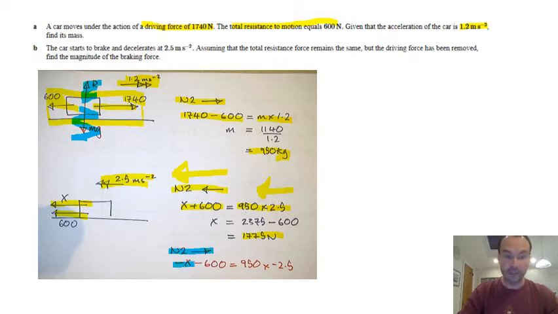You'd have a braking force which is in that direction, negative 600, the resistance. The mass does not have a sign. Mass is positive always, but the acceleration would now be negative, and you would get an identical answer: the value of x is 1775, the size of it.